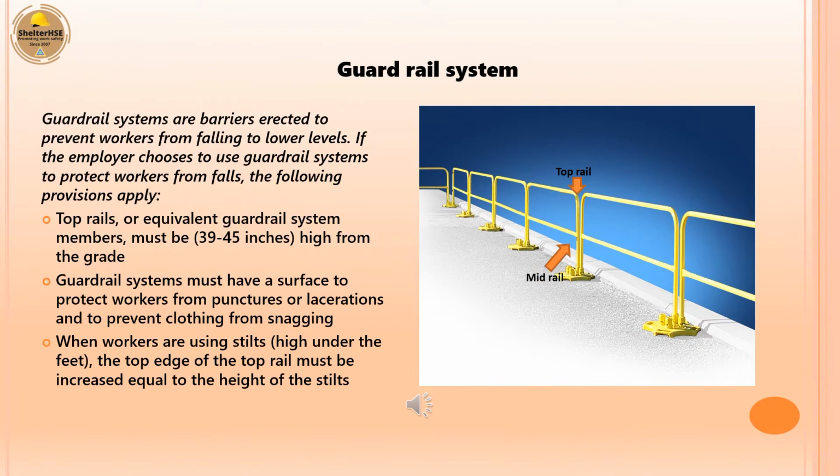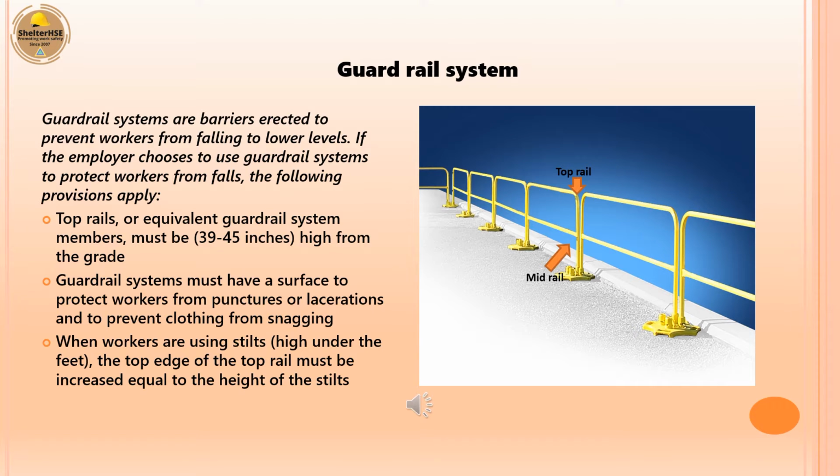Guardrail systems are barriers erected to prevent workers from falling to lower levels. If the employer chooses to use guardrail systems to protect workers from falls, the following provisions apply. Top rails, or equivalent guardrail system members, must be 39-45 inches high from the grade. Guardrail systems must have a surface to protect workers from punctures or lacerations and to prevent clothing from snagging.